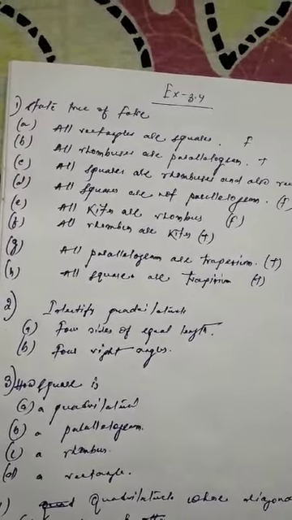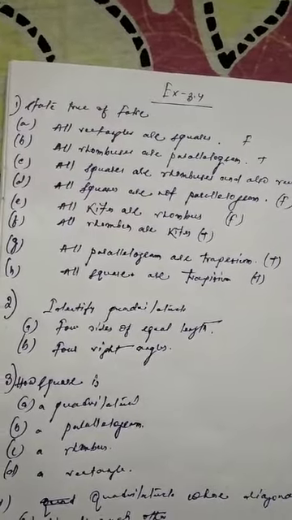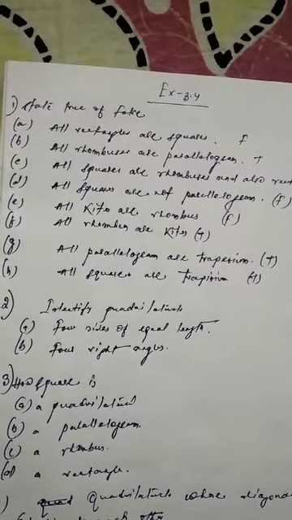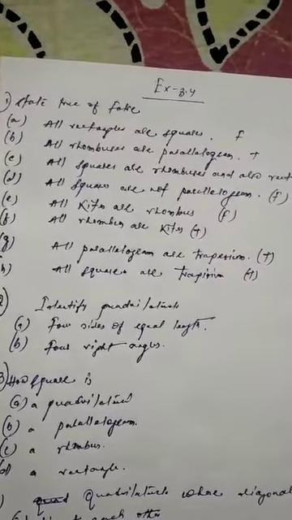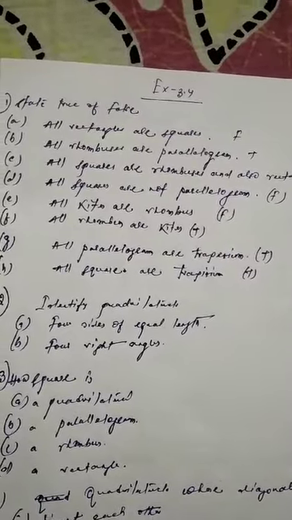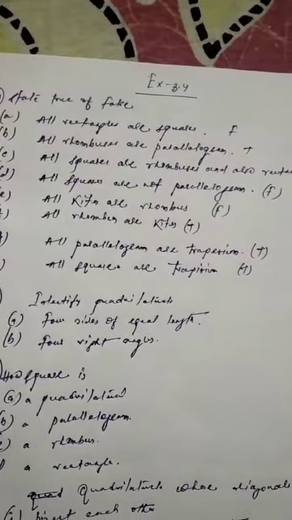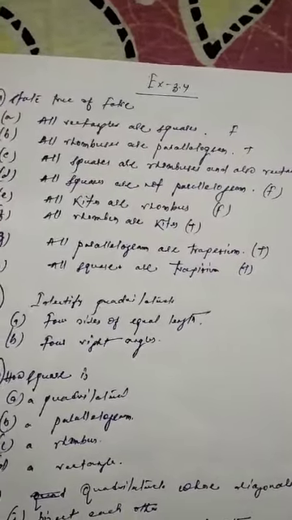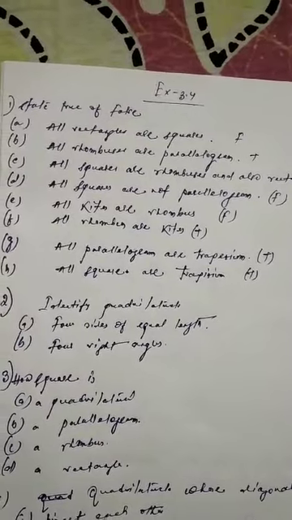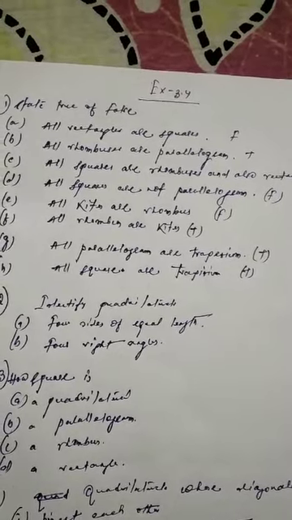Question number G is about all parallelograms are trapezium. It's true. Most of the properties of parallelograms match with a trapezium, but every trapezium is not a parallelogram. Question number H is about all squares are trapezium. That's true. The properties of squares support the properties of a trapezium, but trapeziums are not squares.